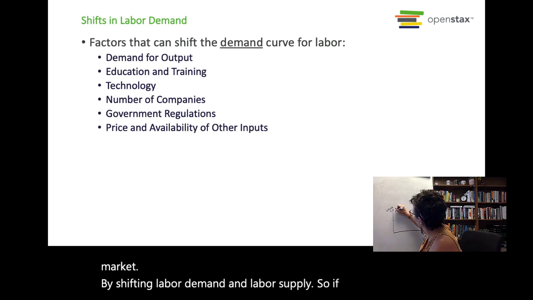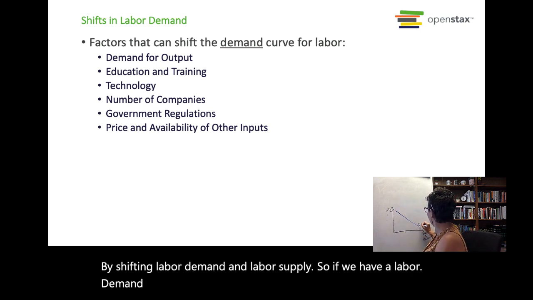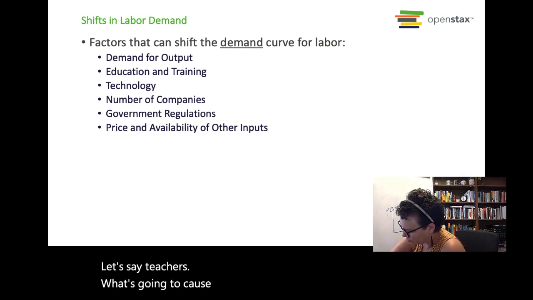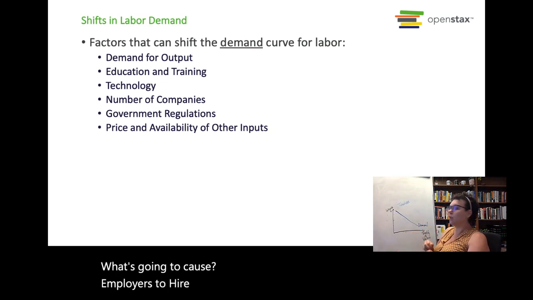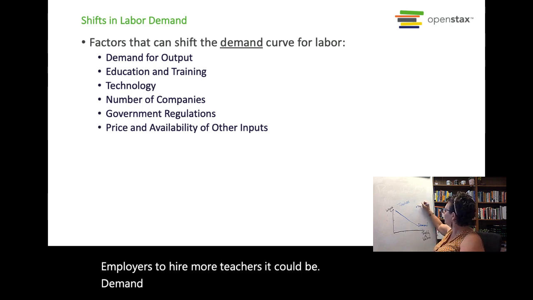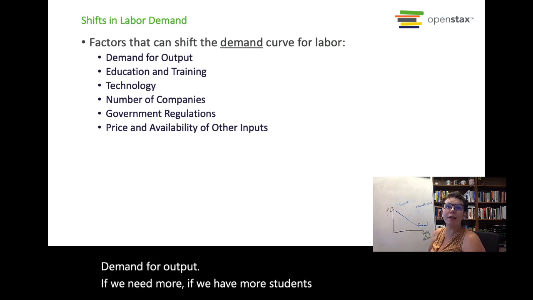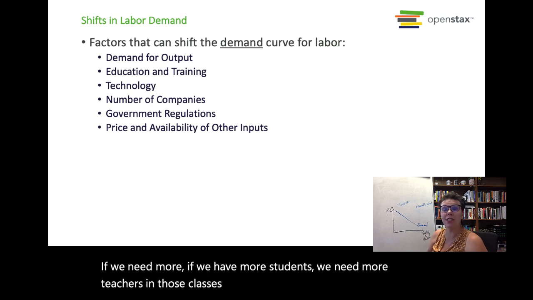So if we have a labor demand curve here, this is demand for, let's say, teachers. What's going to cause employers to hire more teachers? Well, it could be demand for output. If we have more students, we need more teachers in those classrooms to create the education for those students.